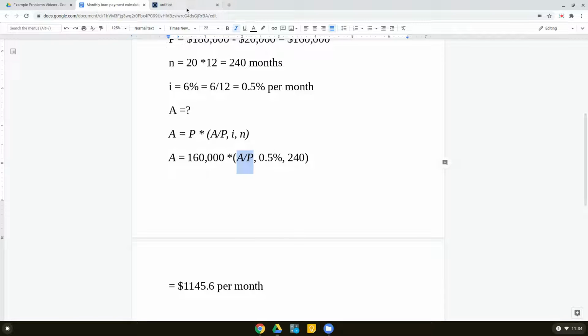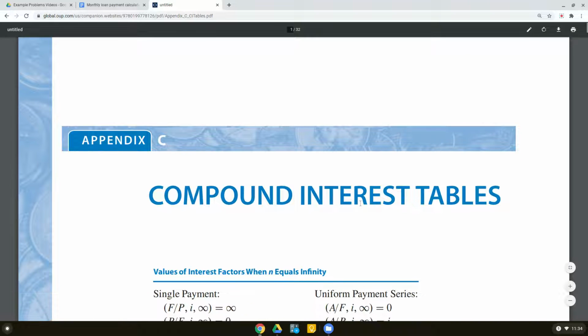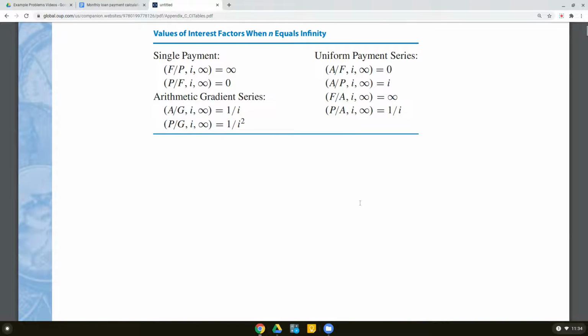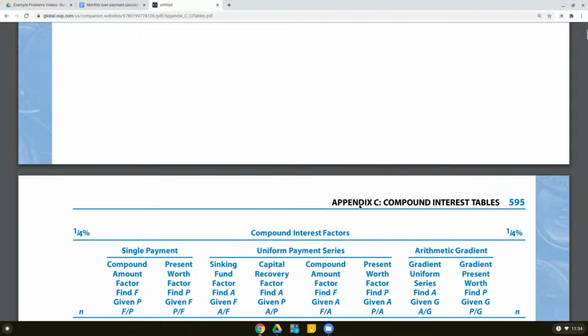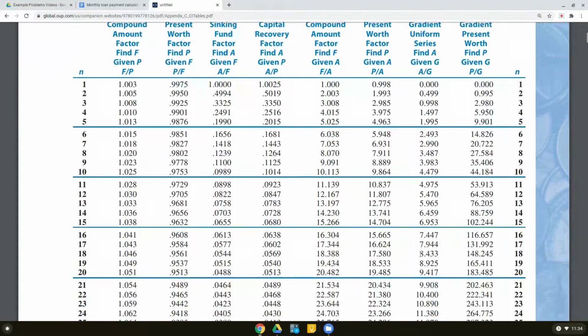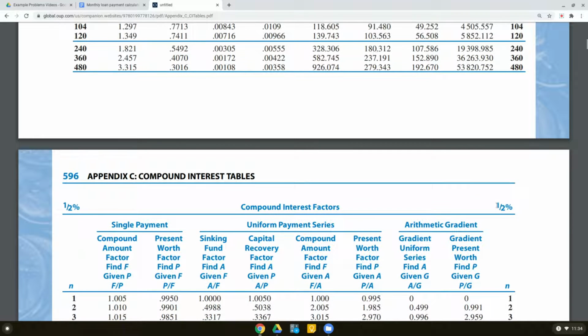So I'm going to go to the compound interest tables. You can search for them on Google. I have it here already. We need to look at the 0.5% compound interest table. So this is one fourth, 0.25%. That's not going to work. We want to find half a percent, one half. So here it is. This is the compound interest table that we are interested in, half percent.